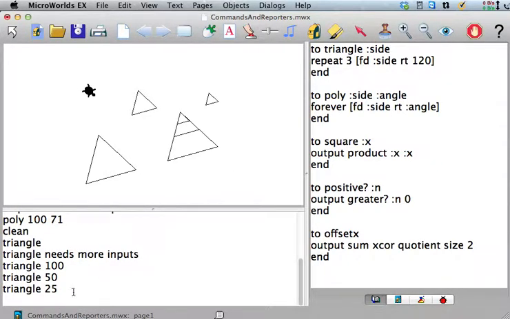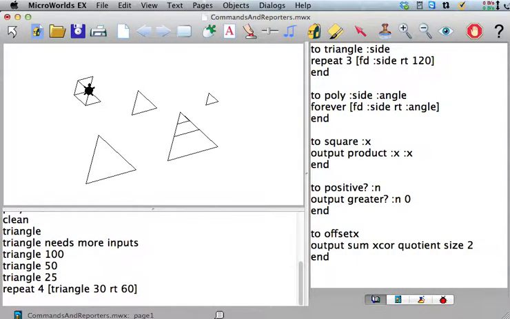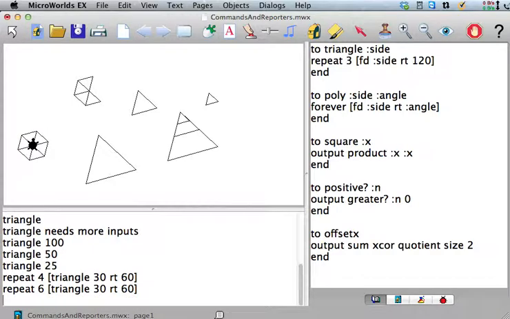Or you could say repeat, let's say, triangle 30, RT 60. See what that does. Oh, kind of cool. Maybe we should repeat that 6 times. So that's another thing. Once you've written these procedures, you can play with them however you would play with a regular procedure. Look at that. That's kind of a cool design, right?